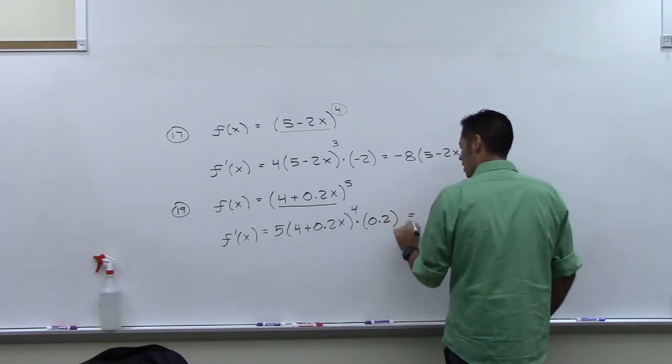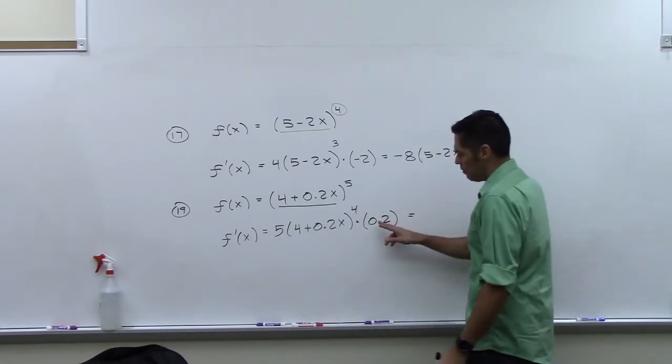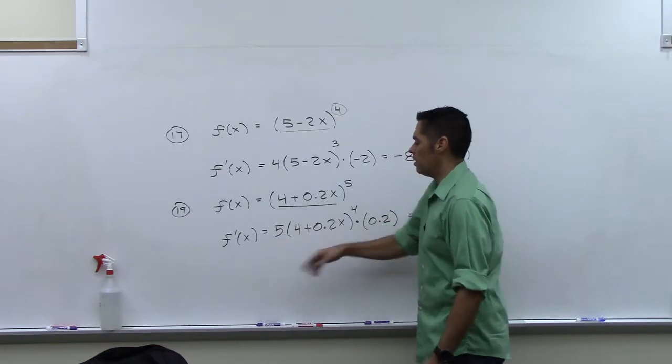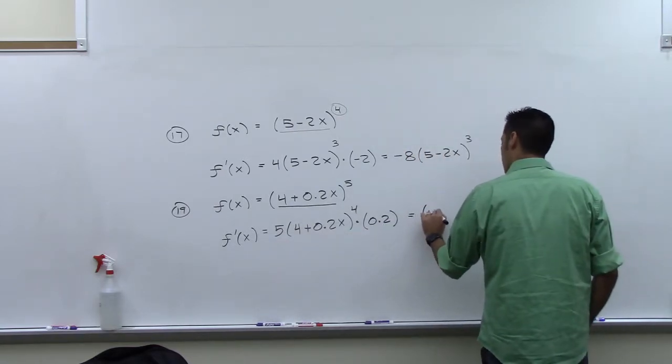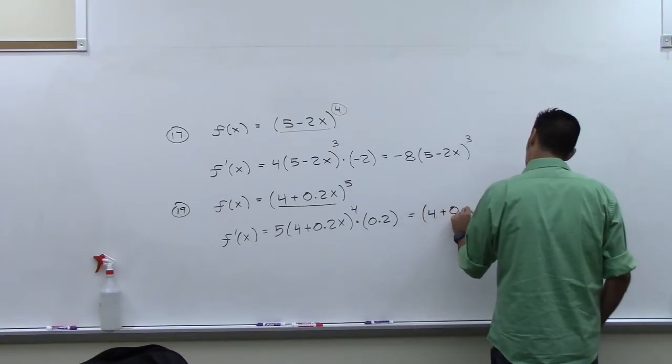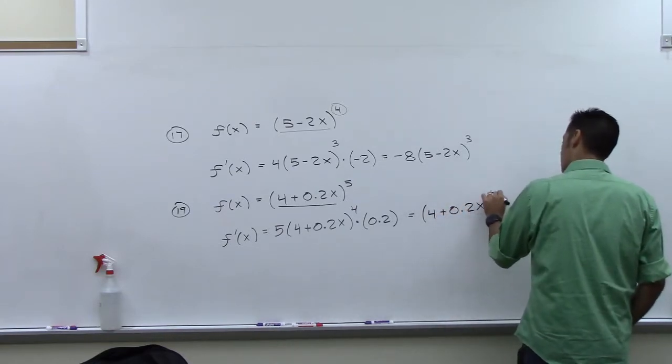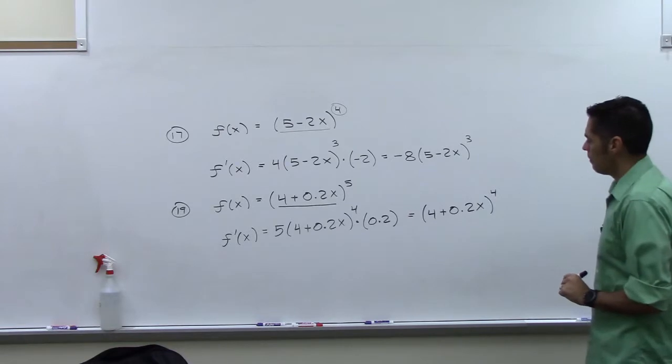And that gives us, we have to multiply the 0.2 times the 5, and when you do 0.2 times 5, you get 1. So you don't need to write that 1 out there. You can just write whatever was left, which is this. Okay.